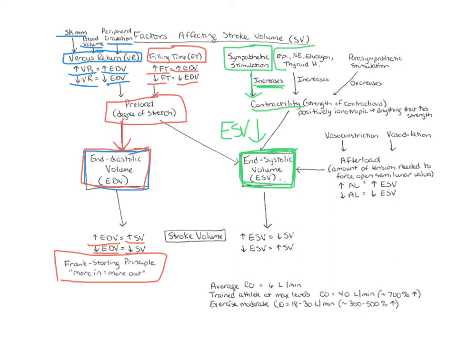These hormones right here, epinephrine, norepinephrine, glucagon, and thyroid hormone, well, epinephrine and norepinephrine are in the same class as sympathetic neurotransmitters or sympathetic nervous system chemicals. So they're going to do the same thing. They're going to increase contractility. So the stronger the ventricle contracts, the more blood gets pushed out, the less blood is left over, so your end systolic volume is decreased.